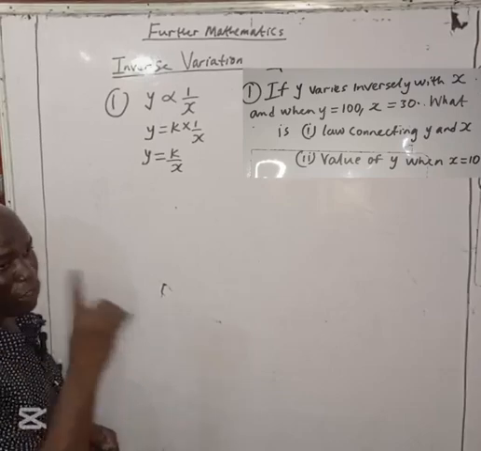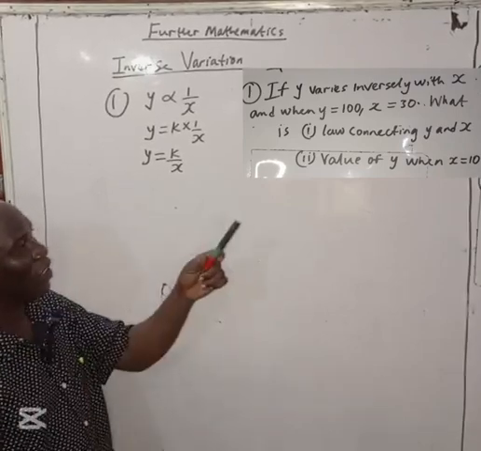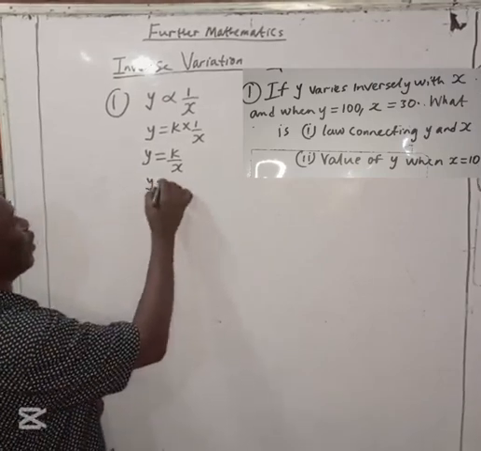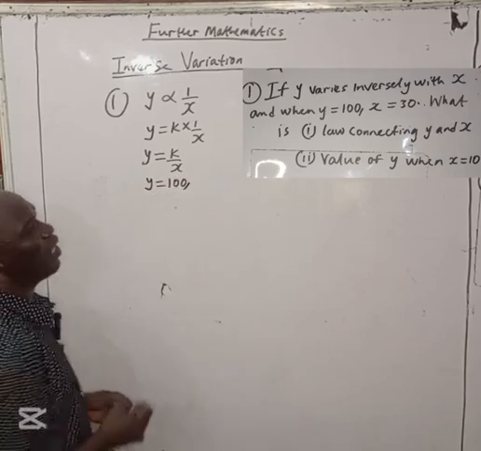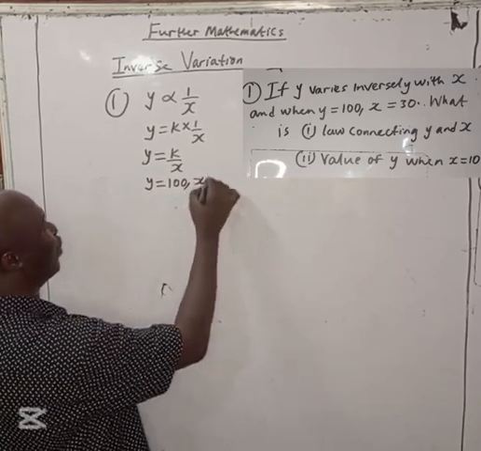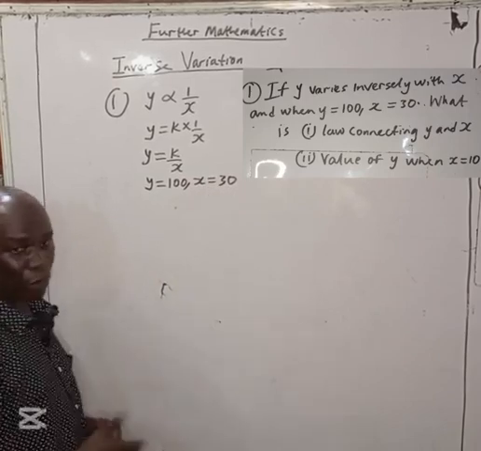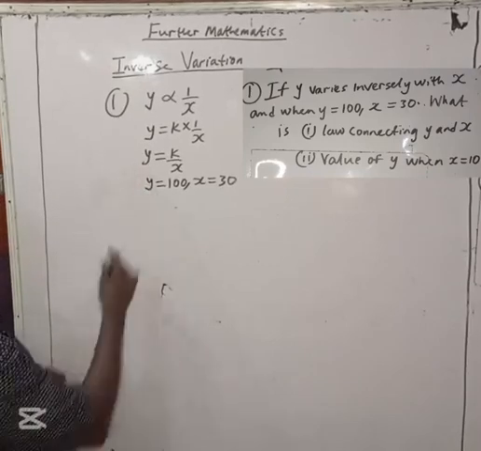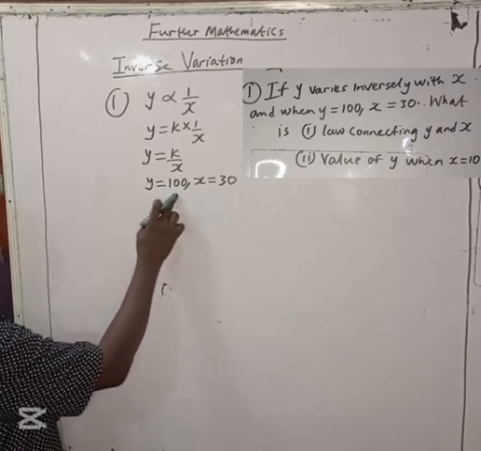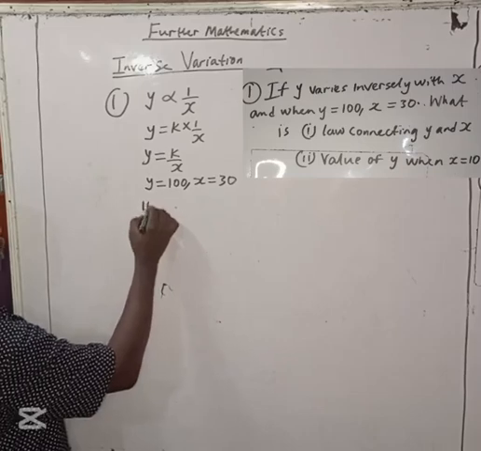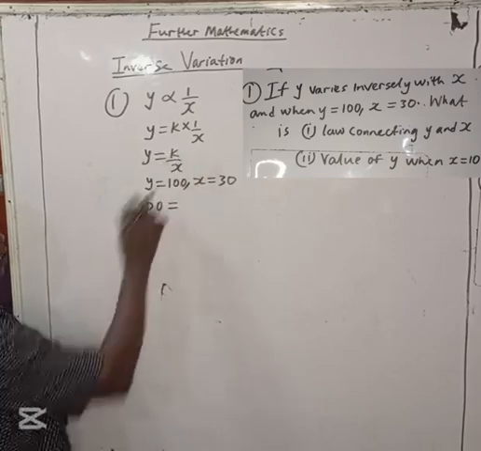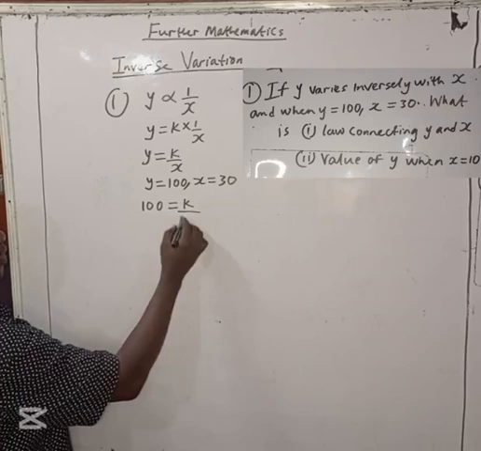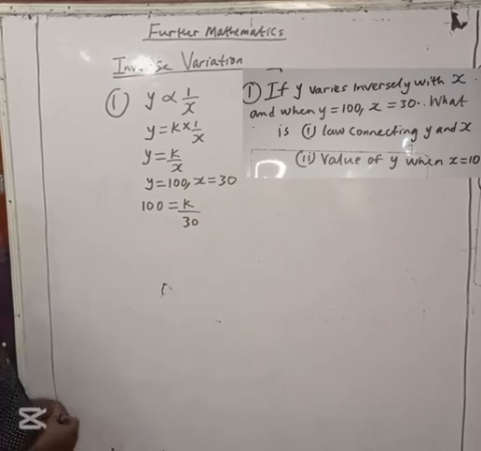Let me call this your first step. Then you move on. When y equal to 100, the value of y given to you is 100. The value of x given to you is 30. We work with this. From here, we have the value of our y to be 100. You substitute. You write 100. The value of k was not given. So you have k over the value of x given to you, that's 30.